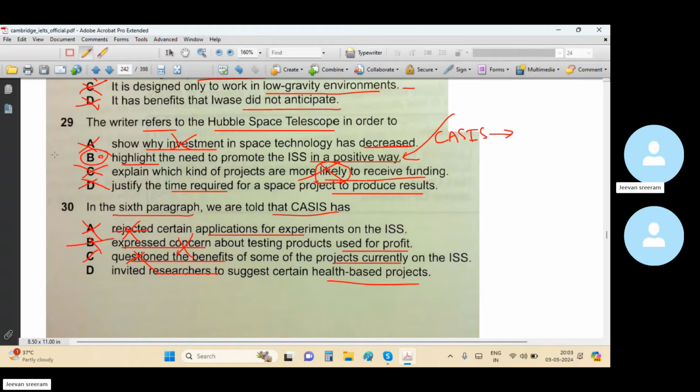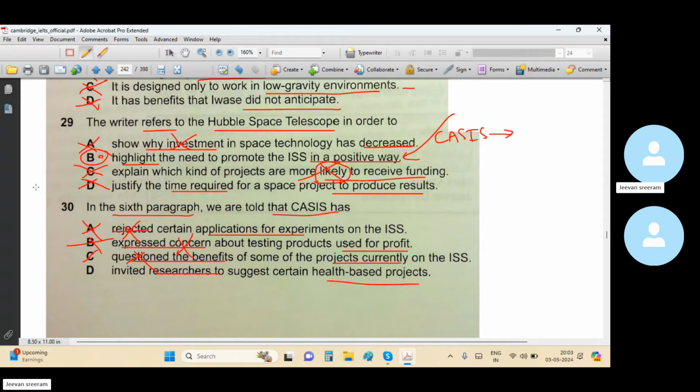Next. Last one: invited researchers to suggest certain health-based projects. Yes, it has invited. It's called for. Called for means make something necessary. It is necessary to get some medical projects or something of that sort. We have just read about that. Yeah, invited researchers to suggest certain health-based projects. Why is this correct? The paragraph we have just read states that CASIS has called for proposals for experiments focusing on specific health issues.